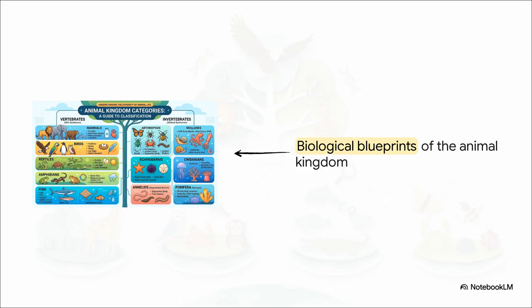On one side, we've got the vertebrates. These are the animals with a spinal column, which forms the structural core of mammals, birds, reptiles, amphibians, and fish. And on the other side, the invertebrates, creatures entirely without a backbone, spanning your arthropods, mollusks, echinoderms, and honestly, countless more.